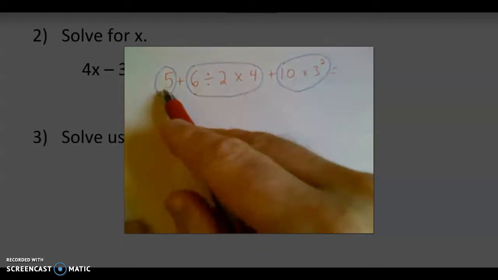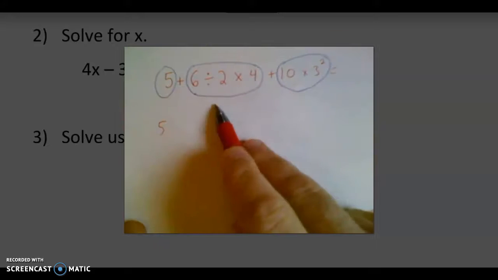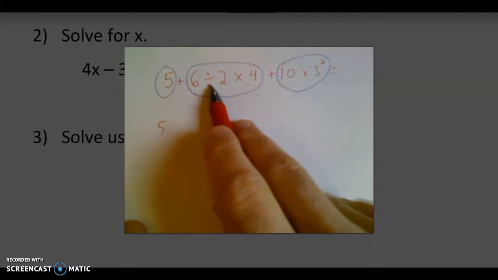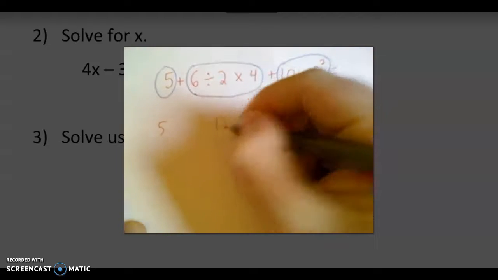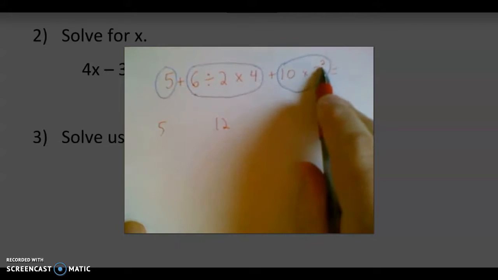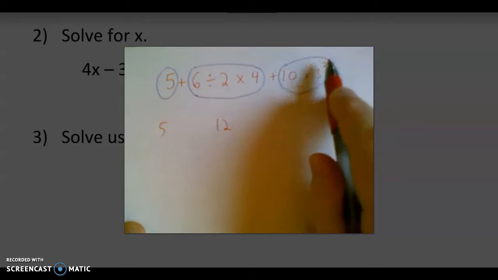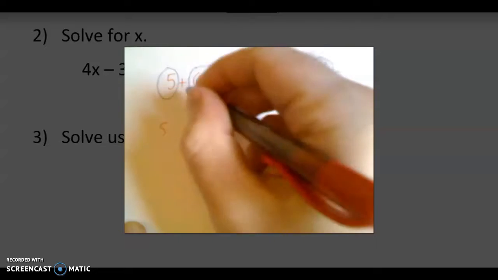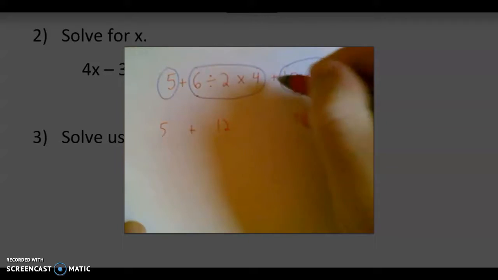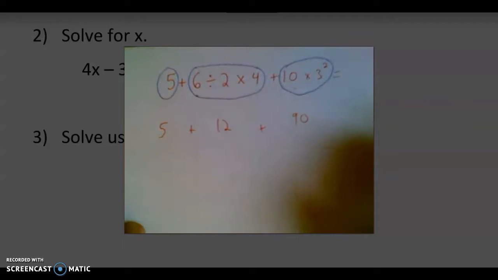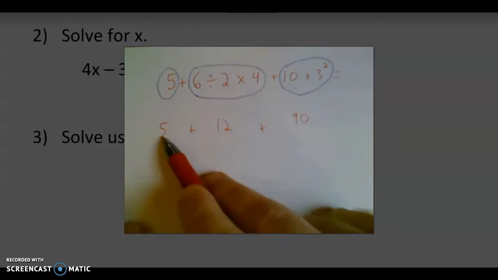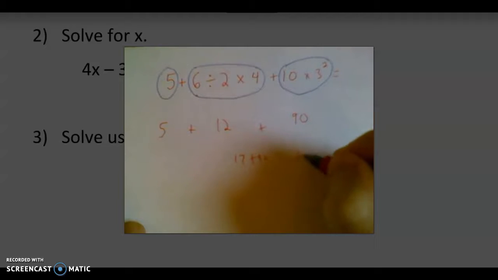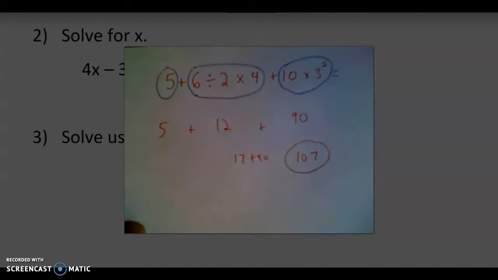So the first term is just 5. The middle term, left to right, 6 divided by 2 is 3, and 3 times 4 is 12. And here you can do the exponent before you multiply. So 3 to the second power is 9, and 10 times 9 is 90. And then you go back and you say plus, plus, and you just add all those together. So let's go 5 plus 12 is 17. 17 plus 90 is going to be 107 as your answer.